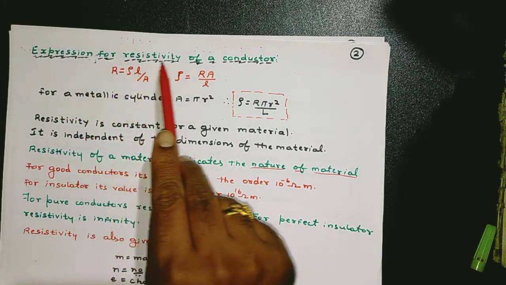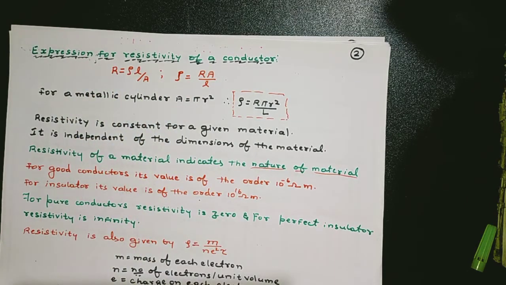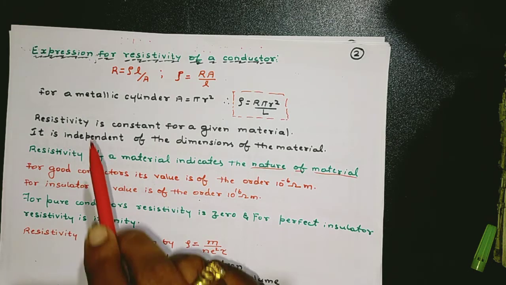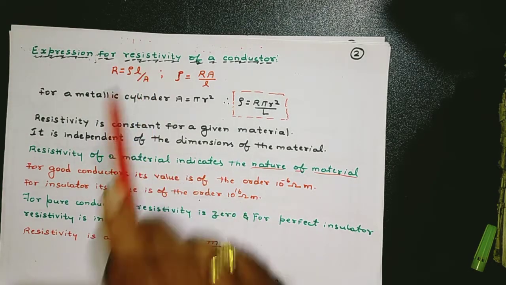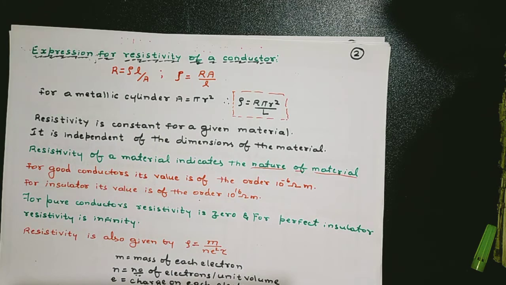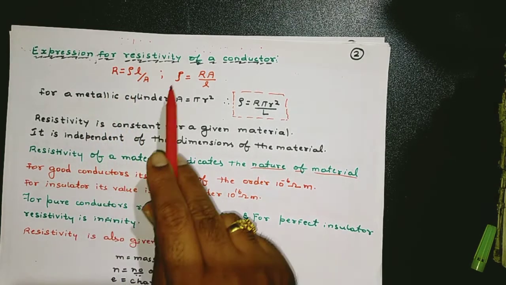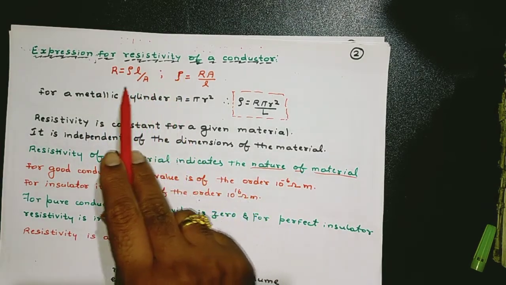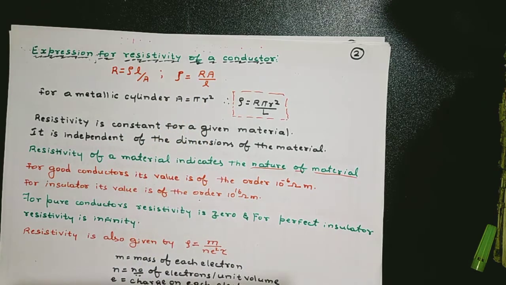Next, we have to derive an expression for resistivity of the conductor. So we will start with the same expression. We know that R is rho into L by A, or rho is R into A by L. Of course, here we are not going to derive the expression. We are just writing down the expression and analyzing it. R is rho into L by A. So resistivity is given by R into A by L.